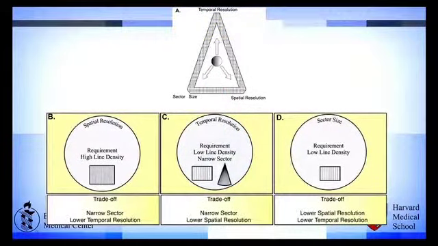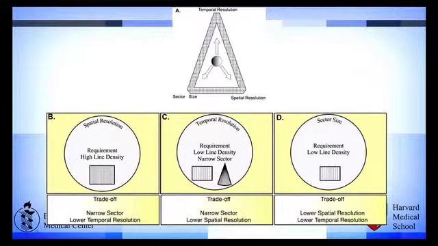For example, if you want a high spatial resolution, the requirement is a high line density, as we read in the physics on Sunday. But the trade-off is the sector size has to be reduced, and of course the temporal resolution will go down. If you want a higher temporal resolution, the requirement is a low line density and a narrow sector, but it leads to a lower spatial resolution. And again, if you increase the sector size, your line density and your temporal resolution will reduce. So you can't have everything, like in real life.